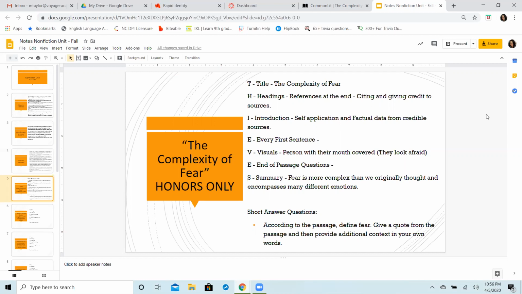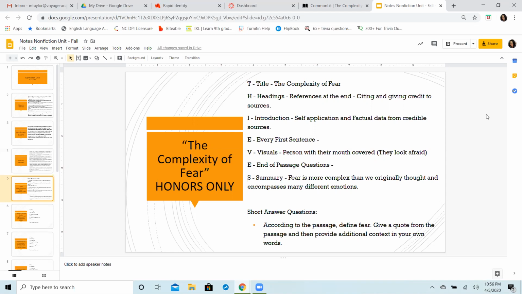Next, the introduction. For this particular passage, the introduction focuses on catching the reader's interest by getting them to self-apply their experiences with fear, but also by pulling in factual data, factual vocabulary about fear and about some of these other key terms that they're going to use.